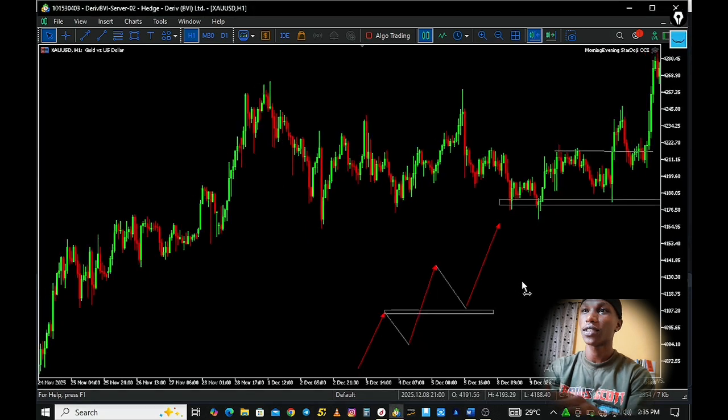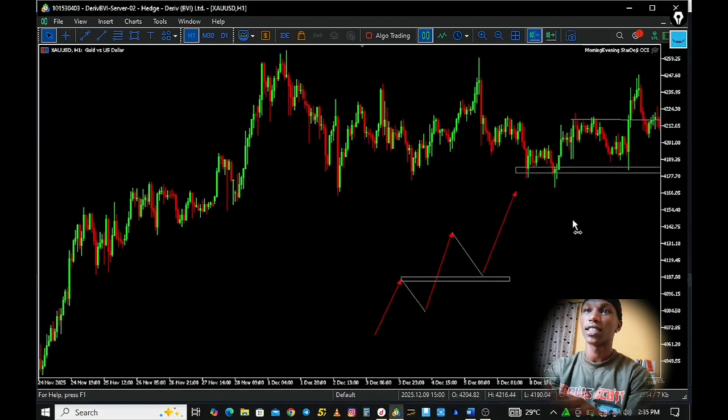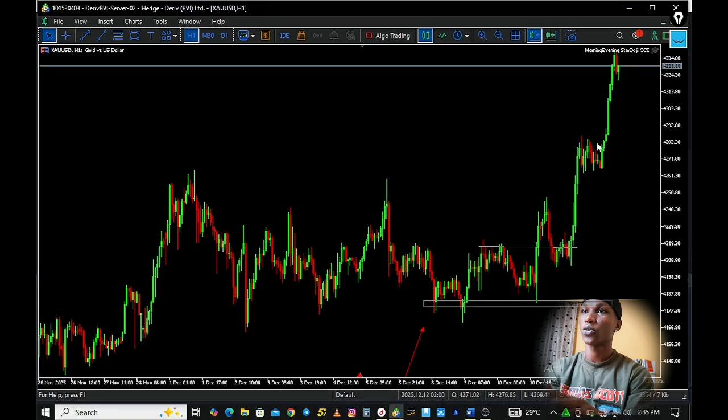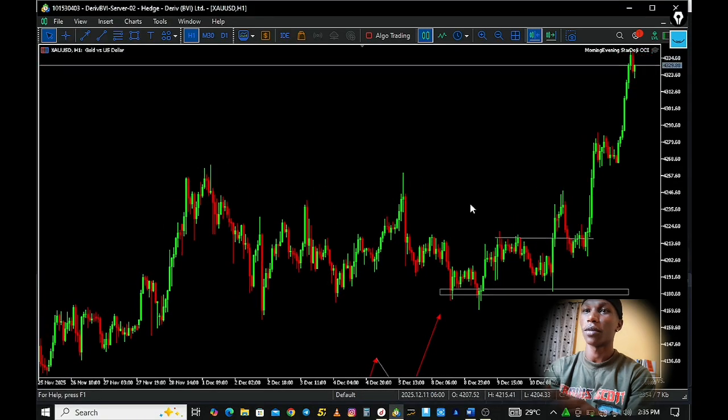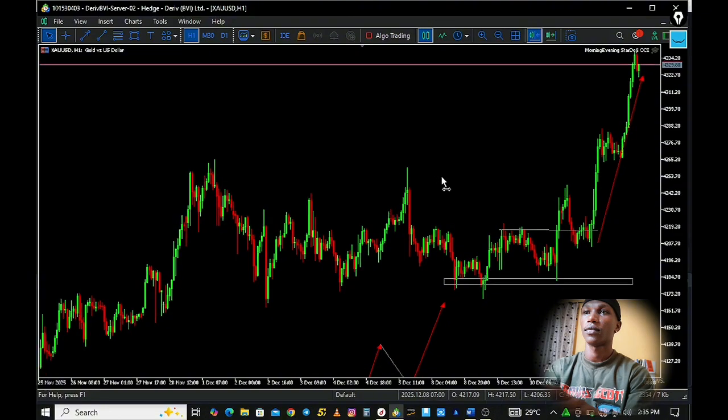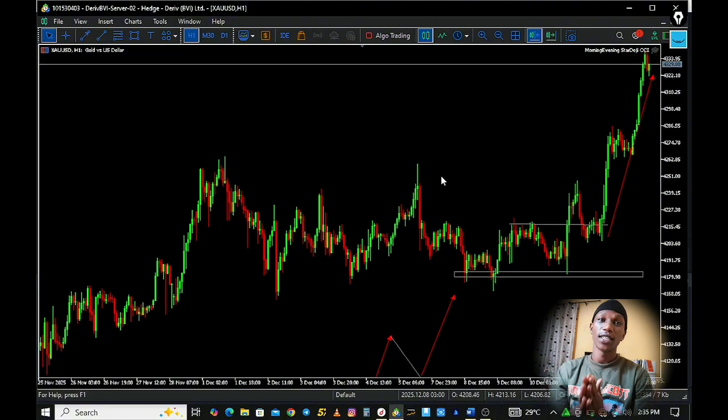It's the same setup I've given here. It's the same setup that actually happened here. And you see where gold is, it is still going up. Simple as that. Still going up. Guys, don't make trading hard. Trading is very easy.